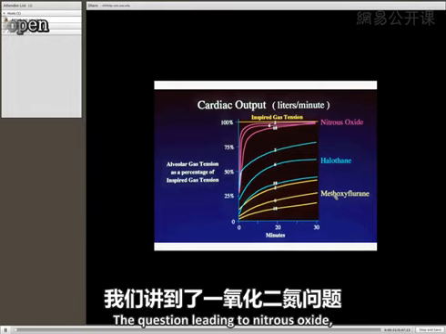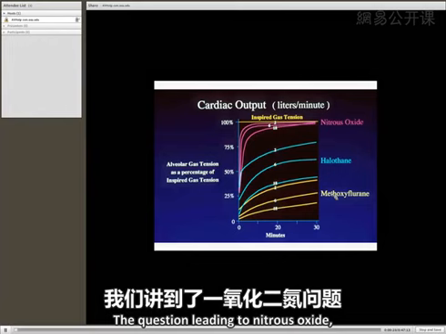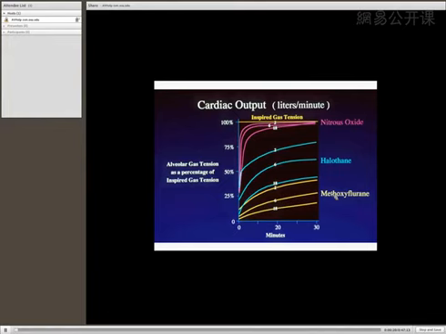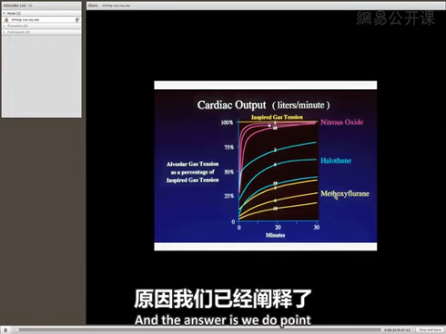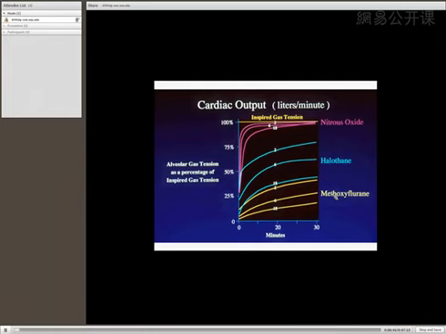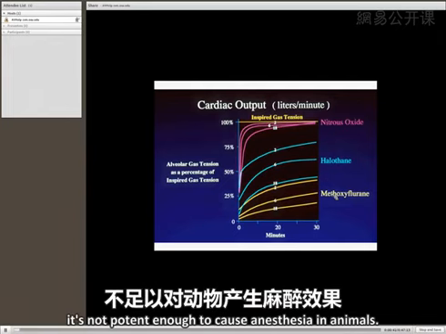The question related to nitrous oxide was that nitrous oxide has such a rapid onset of effect, why don't you use nitrous oxide for anesthesia? And the answer is we do to a point, but the problem with nitrous oxide is it's not potent enough to cause anesthesia in animals.